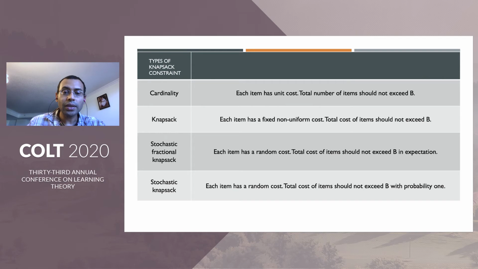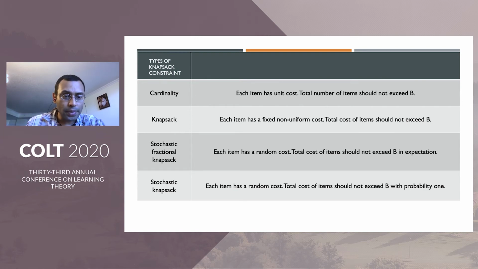We can also look at the different types of constraints we can consider. First is the cardinality constraint. We can think of this as each item having a unit cost. The cost of each item is 1, and you just want to pick a certain number of items without exceeding the budget B. So B is a positive integer, and you want to pick at most B items.